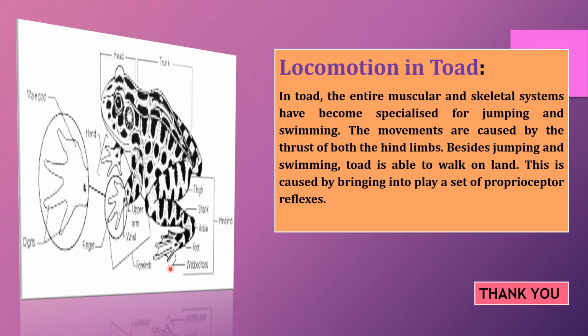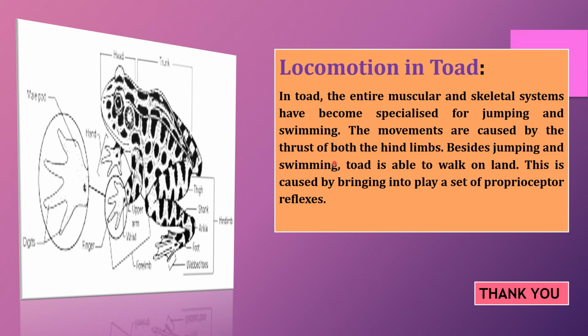Actually, the digits of the hind limbs, 5 digits of the hind limb, you can see 1, 2, 3, 4, 5. These 5 digits are connected by a web-like structure. This is a thin muscular membrane-like structure. That's why this limb of toad is also called webbed feet. So because of this thin muscular connection, this leg of toad helps them to swim.